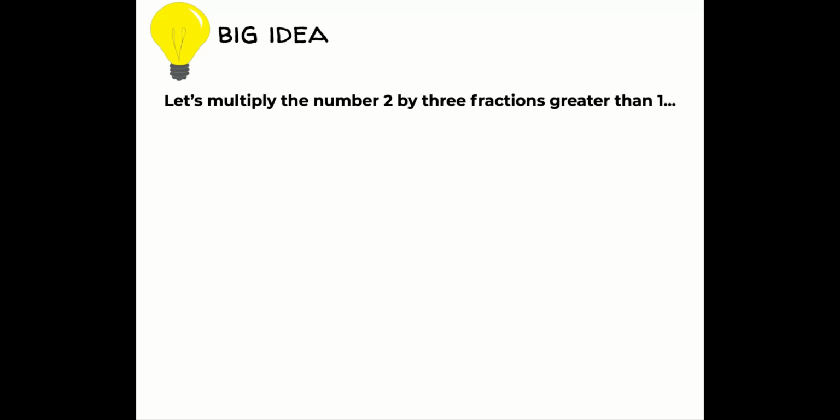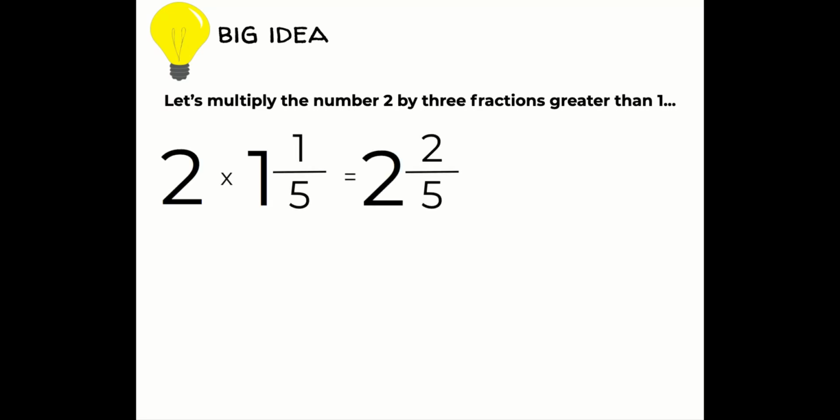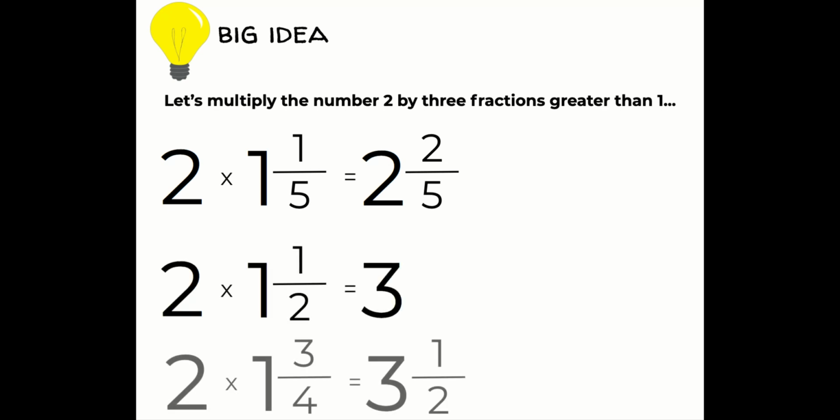Let's multiply the number 2 by 3 fractions that are greater than 1. 2 times 1 1/5 is equal to 2 2/5. 2 times 1 1/2 is equal to 3. And 2 times 1 3/4 is equal to 3 1/2. All of these products are greater than the whole number 2.